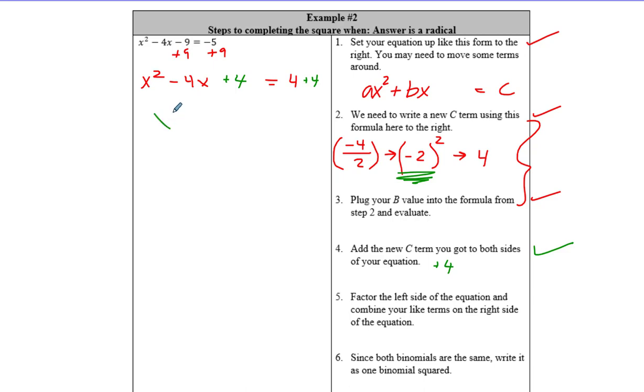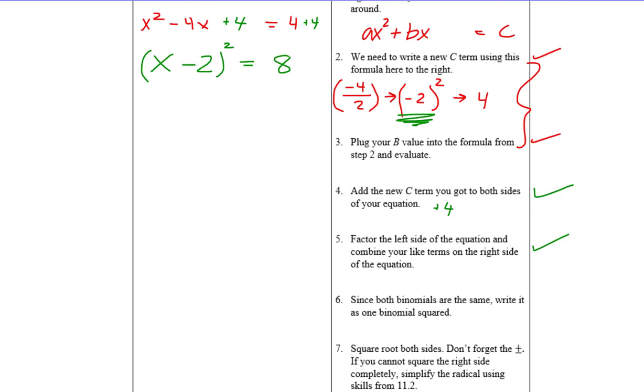I know that I'm going to be left with an x, and it's always going to be this value before you square it. So this will be a minus 2 squared, and then I'm going to get a 4 plus 4 giving me a positive 8 on this side. So we've got number 5 complete. Now if we look at our next step, since both binomials are the same, as one binomial squared, we were able to skip that using this little indicator right there.